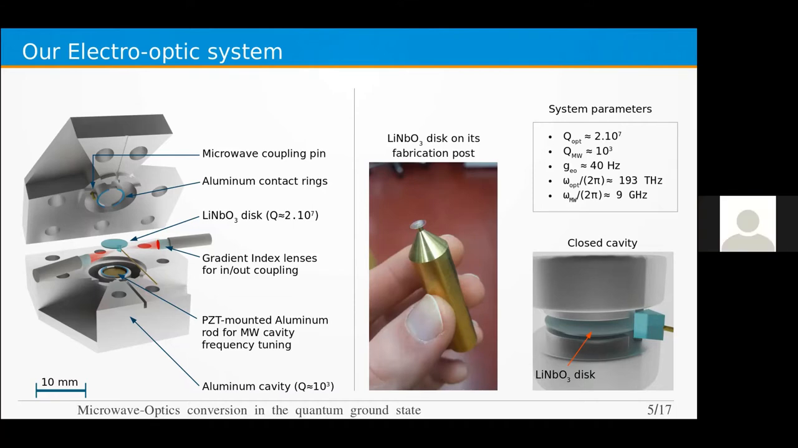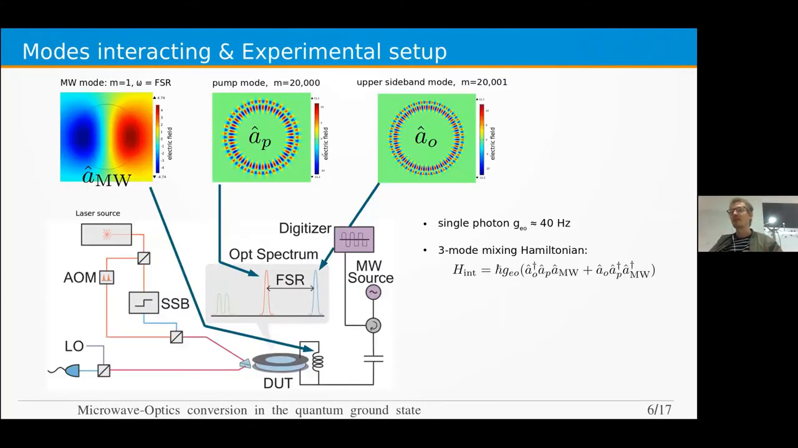Because I guess when you cool them down, would there be some kind of a displacement of this fiber? Yes. Basically we wrote a script. When the fridge is cooling down, we look at the modes live, and we track them to not lose them during the cool down.